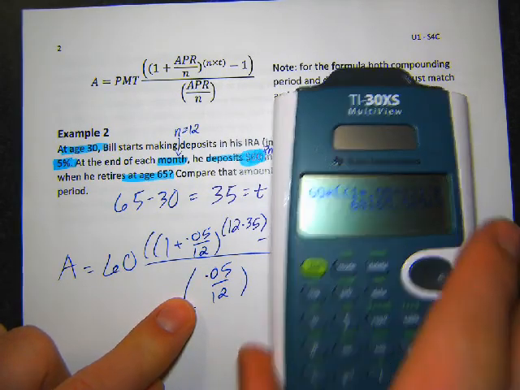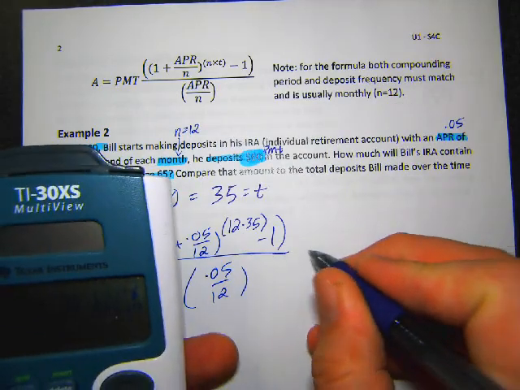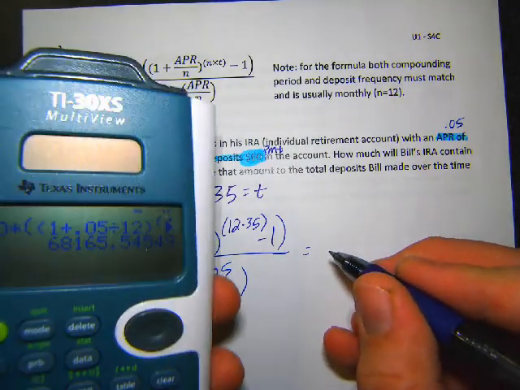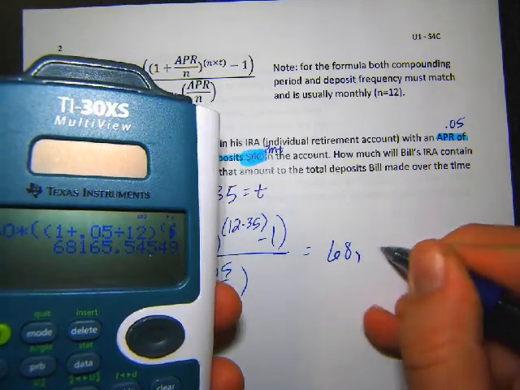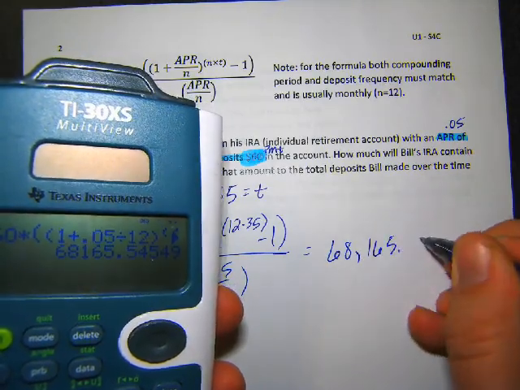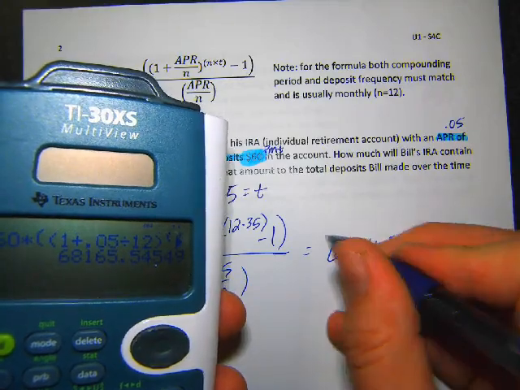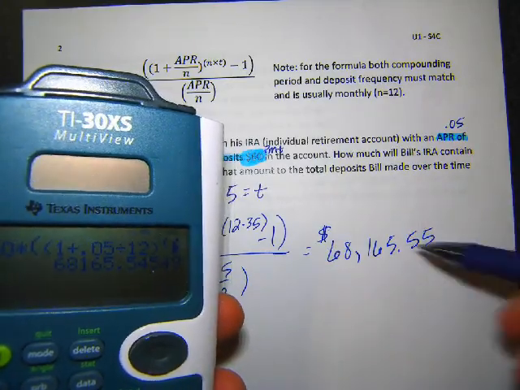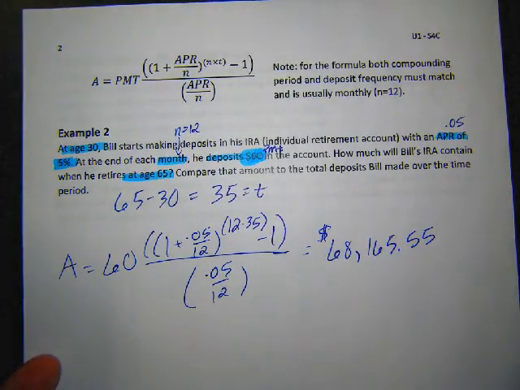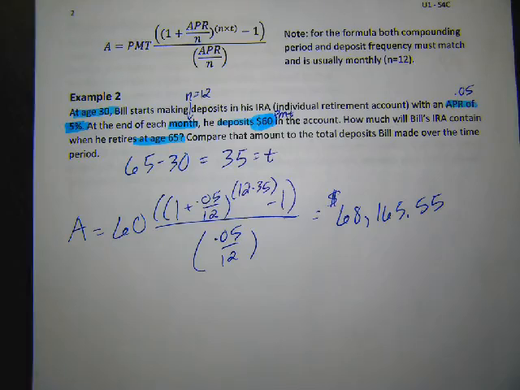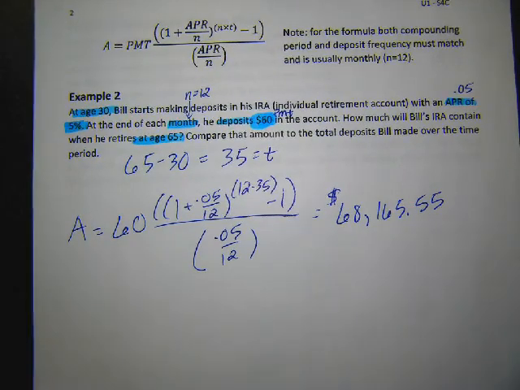So here we can see that with interest, he's made a decent amount of money. He's actually at $68,165.55. So that's total. That's all his deposits plus all the interest that they've earned. Now, to get an idea of how much he actually has put in there and how much he's earned in interest, let's figure out his deposits.